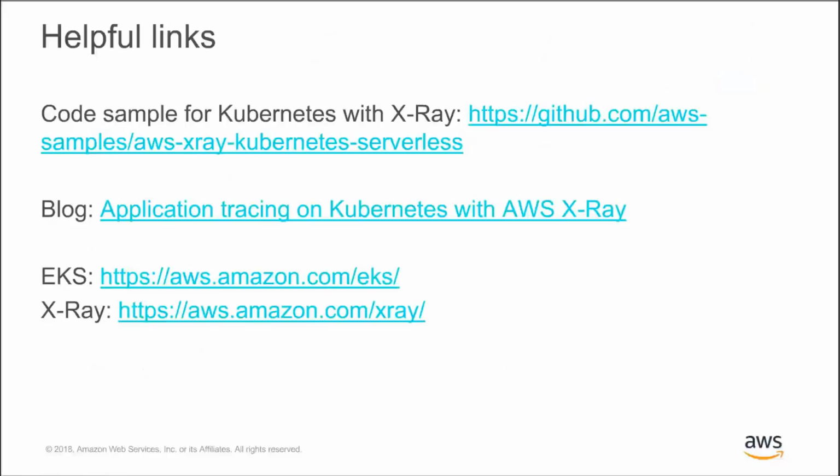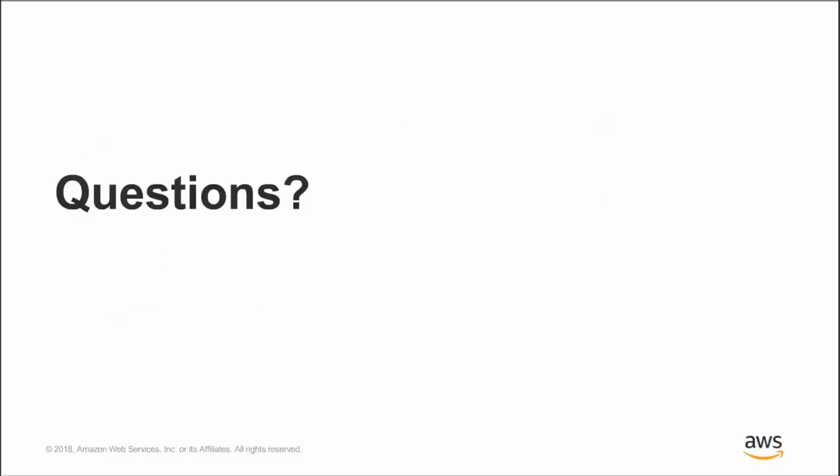These are some of the useful links. This is where Chris open sourced the GitHub repo. So feel free to use it, share it with your friends, share it with your customers, share it within your company. We also have a blog. Chris wrote a wonderful blog on application tracing on Kubernetes with AWS X-Ray. So I highly recommend taking a look at that. And of course, there are websites for EKS and X-Ray.